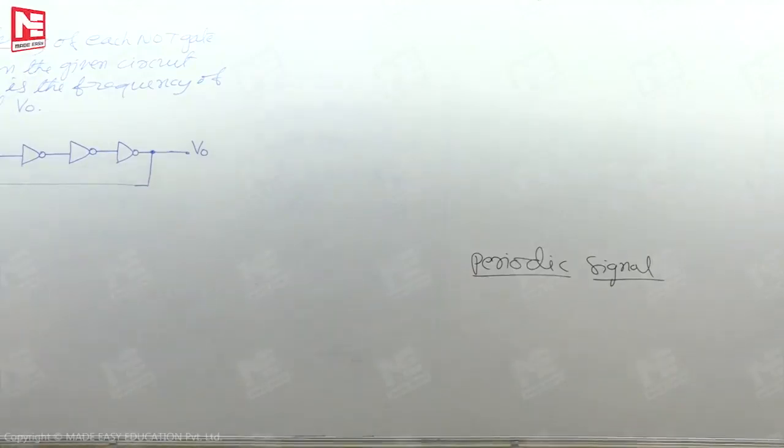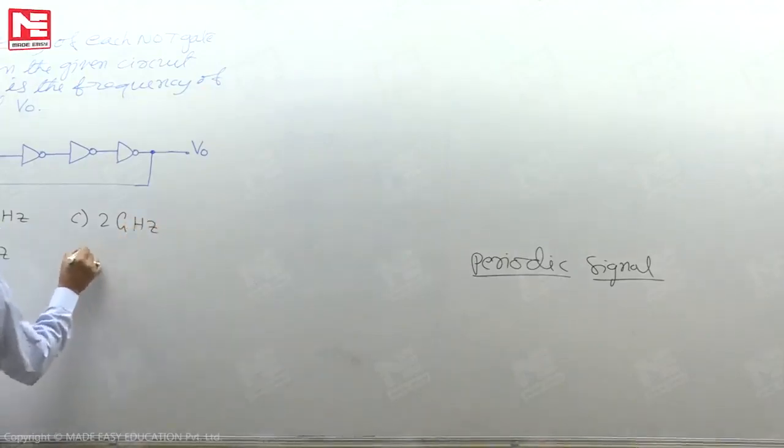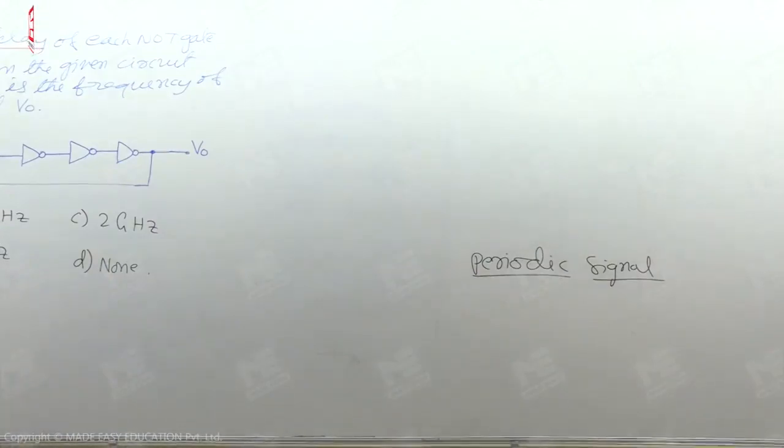Suppose we have here the options on this question as A 500 megahertz, B 1 gigahertz, C 2 gigahertz, D none of the above. So just try: what's supposed to be the frequency of the output waveform? With all this background I mentioned, what's supposed to be the frequency of the output waveform?